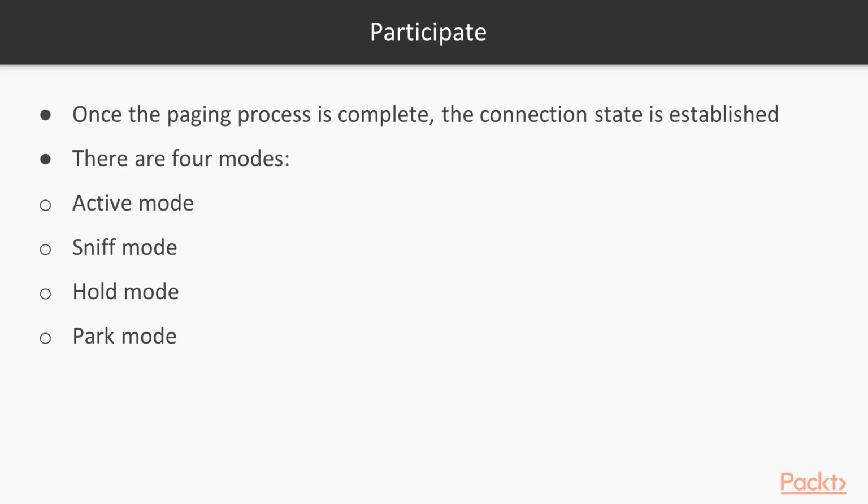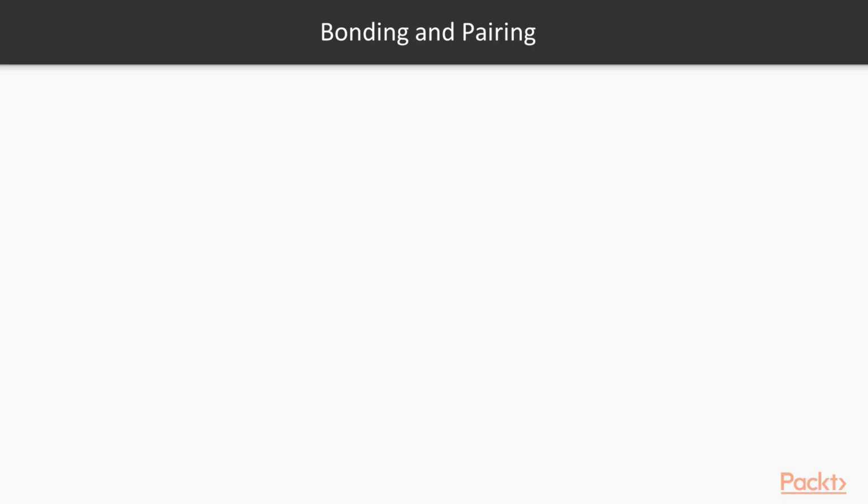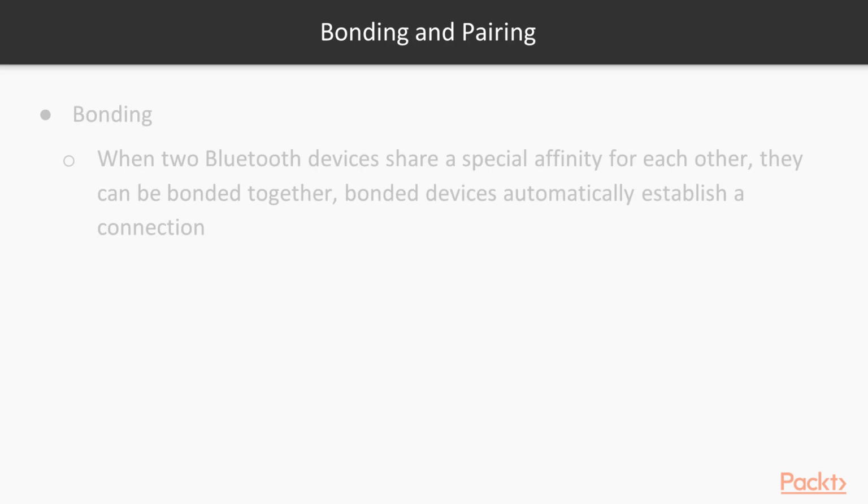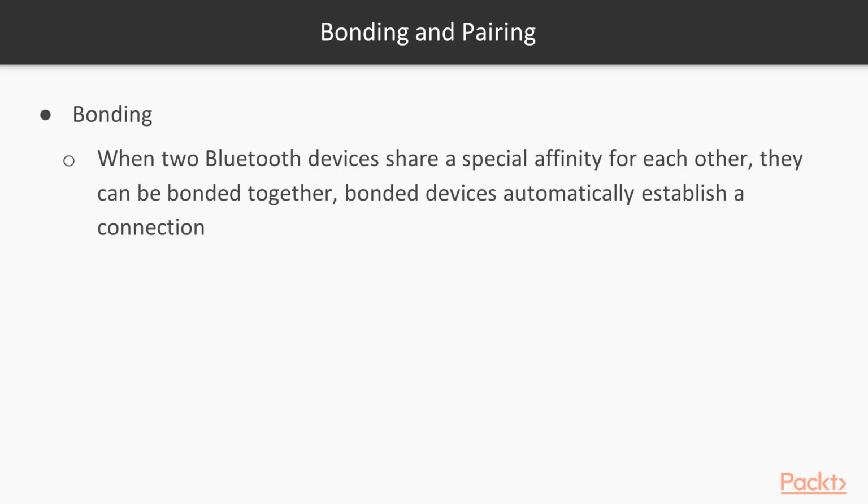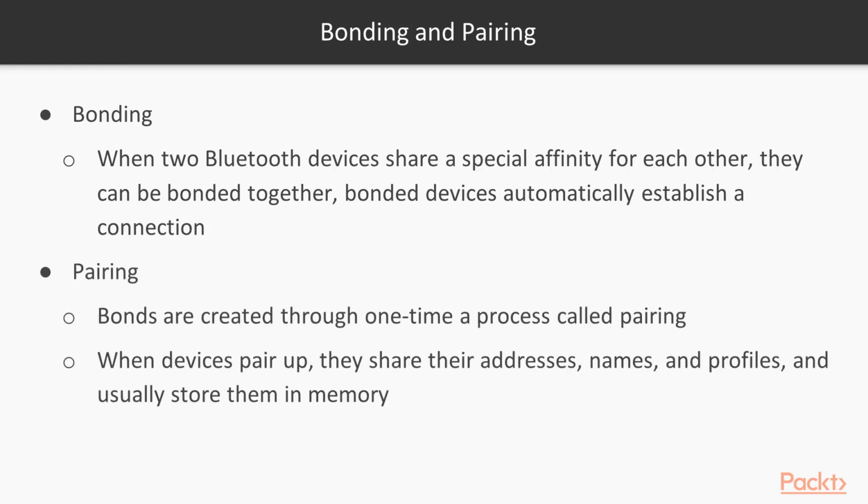I'm sure pretty much everyone knows how to connect a device to another Bluetooth device. They have bonding and pairing. When two Bluetooth devices share a special affinity to each other, they can be bonded together. Bonded devices automatically establish the connection. For example, you come back to your home, you connect to your TV once, so the pairing is already established. Whenever your Bluetooth is on and you enter the nearby range, it automatically pairs. That is called bonding. It's a one-time process with a pin number.